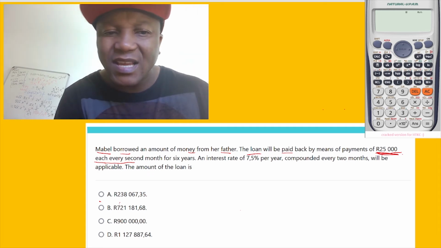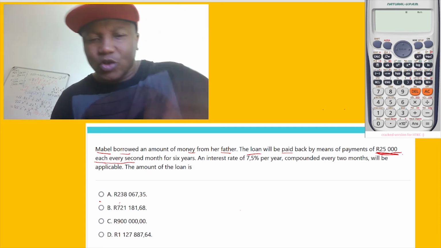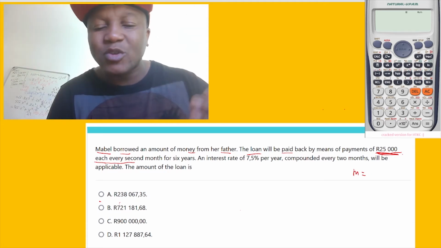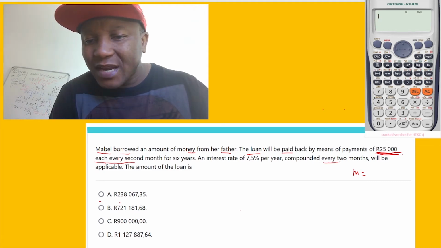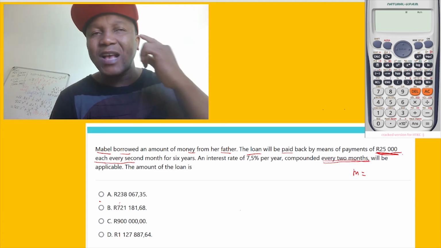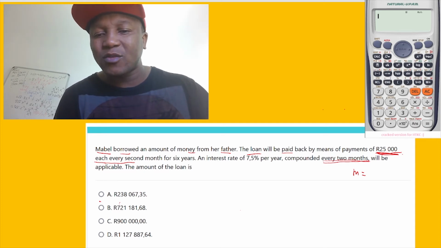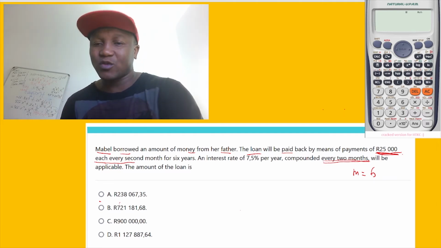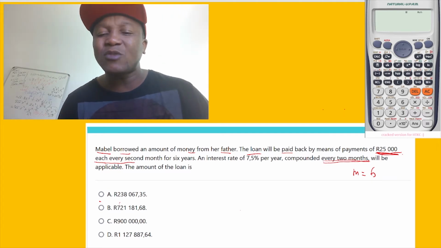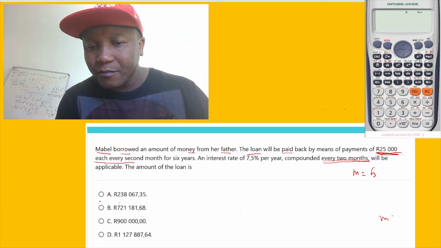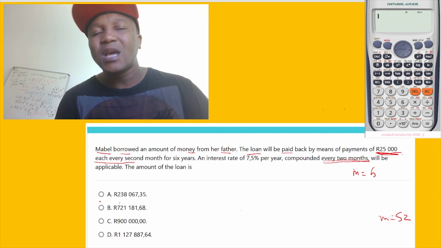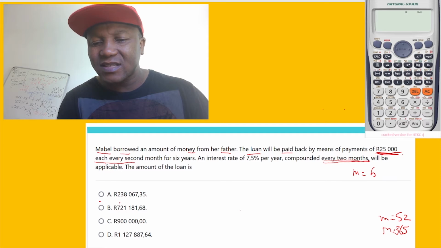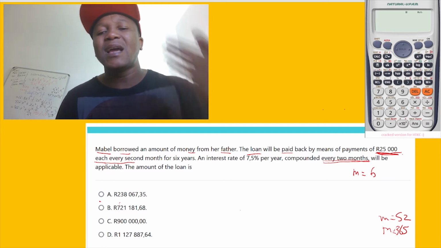For now, it can be either present value or future value. But now for every second month, meaning 2 months you pay, 2 months you pay, 2 months. So that means our M, how it was compounded, is every 2 months. You ask yourself, how many 2 months in 1 year? There's 6. M represents how it was compounded. If they say it was compounded weekly, then M is how many weeks in 1 year? 52. Compounded daily, M is how many days in 1 year? 365.